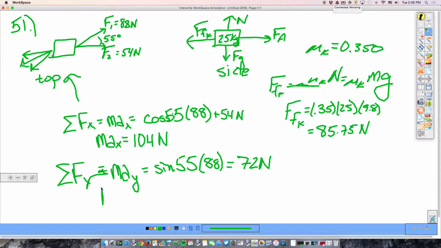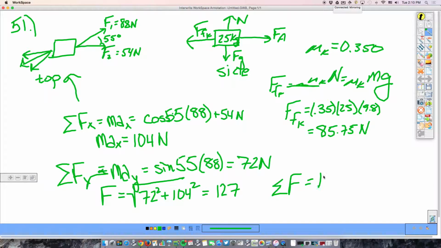So now I can put these two guys together and find that my resultant pull is going to equal the square root of 72 squared plus 104 squared, which equals 127. Okay. So now I know that my force is 127 newtons. So my sum of all of my forces now is equal to 127 newtons one way minus the friction force from above, which is 85.75, and that equals the mass of the box times acceleration.